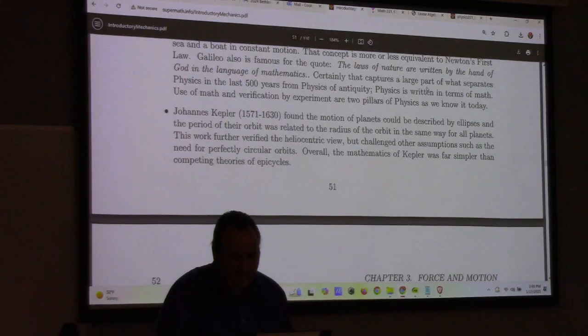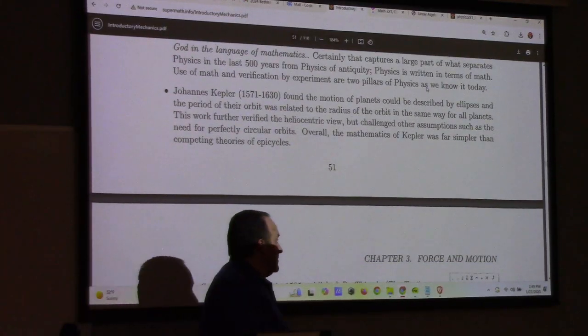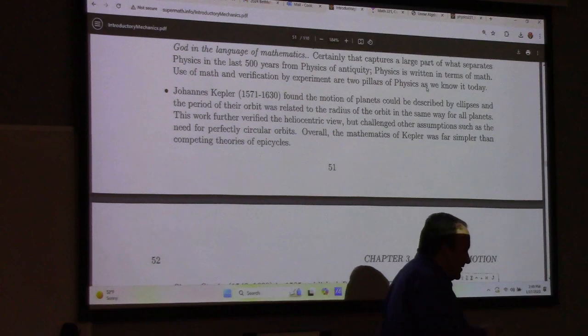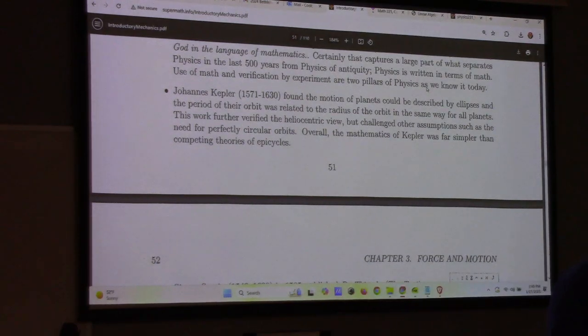Another important episode in this was Kepler. Kepler took the hard work of an astronomer named Tycho Brahe, who over a period of a decade gathered all this astronomical data. Kepler wanted to fit that data to circles, but after he looked at it, he found that to fit the motion of planets, you actually need to use ellipses. And that gave rise to what we know as Kepler's laws.